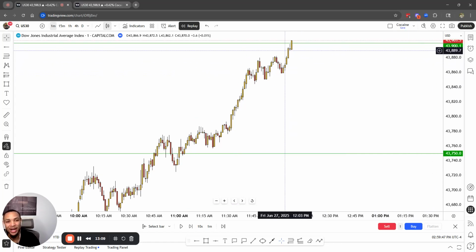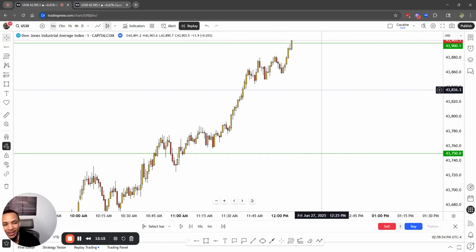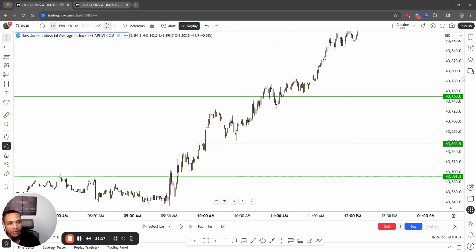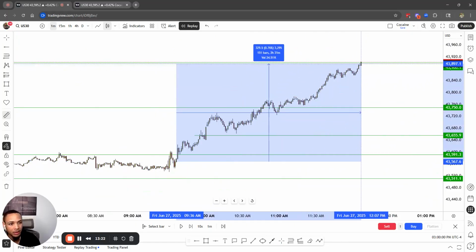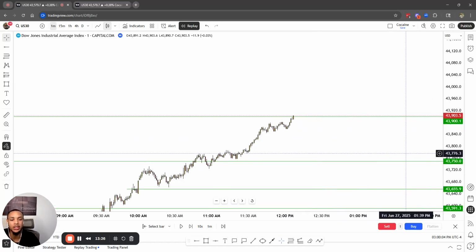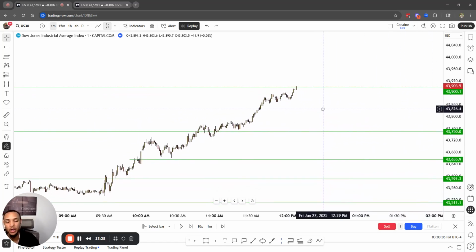Why? Because price was like 2 pips away from my take profit, started to reverse. I'm like, I'm out of here. So based off that, it was a total of 315 pips. The entire time frame of that was around 2.5 hours. Not bad.